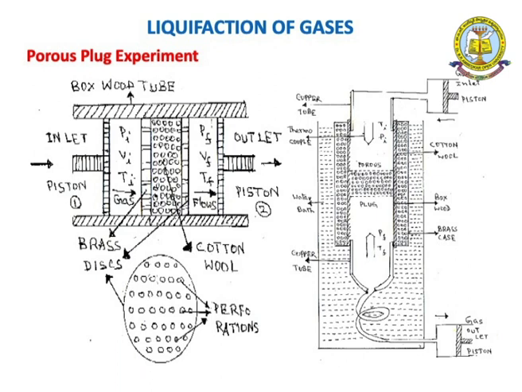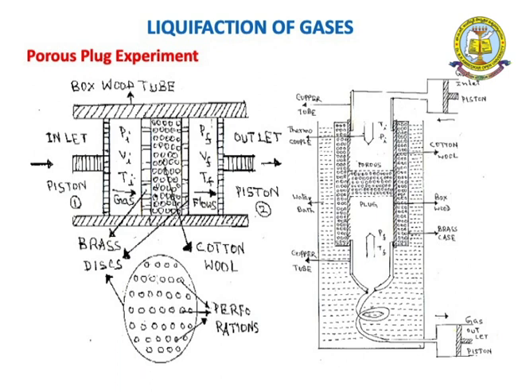Through the left hand side piston, the gas is going to be injected. Initially, the pressure of the gas is Pi, the volume occupied by the left hand side region is Vi, and the temperature of the gas is Ti. When the gas passes from the high pressure to the low pressure through the porous plug, the temperature of the gas falls down.